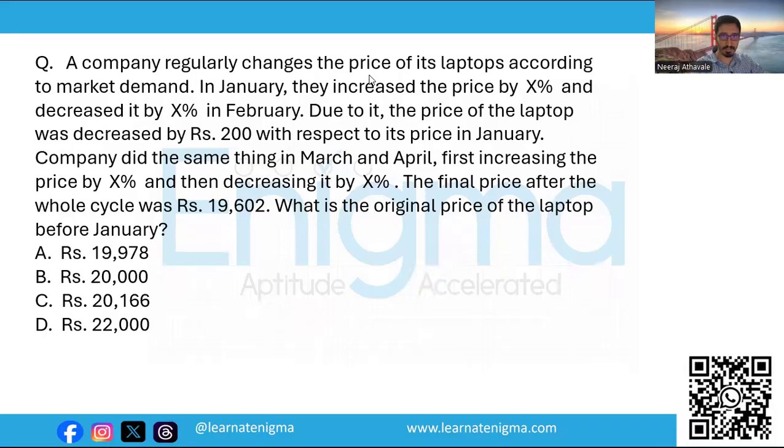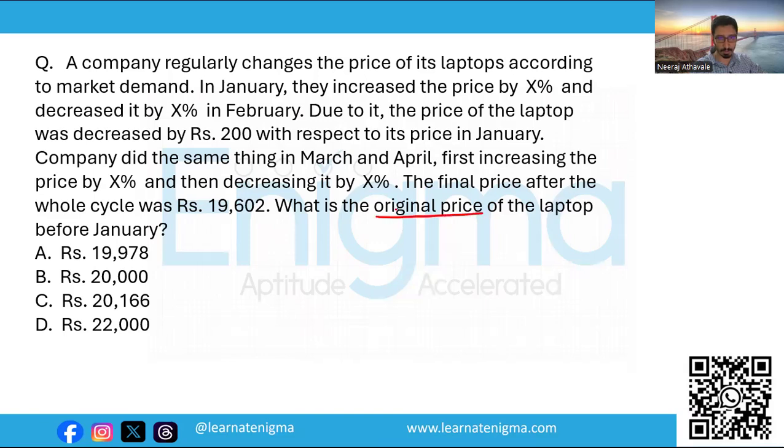A company regularly changes the price of its laptops according to market demand. In January, they increased the price by X% and decreased it by X% in February. Due to it, the price of the laptop was decreased by rupees 200 with respect to its price in January. Company did the same thing in March and April, first increasing the price by X% and then decreasing it by X%. The final price after the whole cycle was rupees 19,602. What is the original price of the laptop before January?